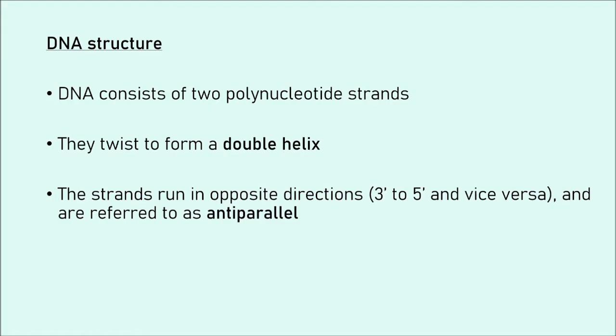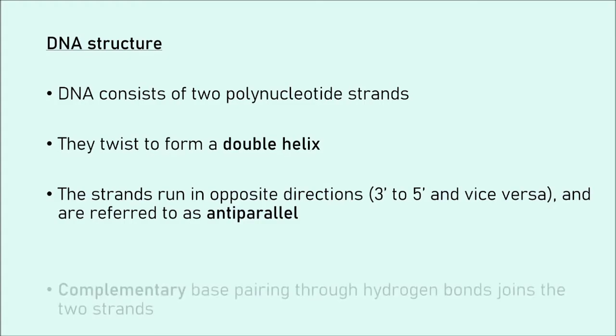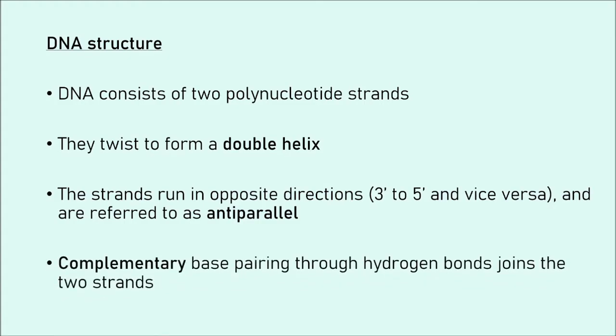Now the two strands, they are also joined together, and they're joined between the two bases. We saw those nitrogenous bases, yes, and they are joined together on opposite sides of the DNA molecule through something called complementary base pairing. The bases on one strand are joined to the bases on the other strand through hydrogen bonds. And how exactly this happens, let's take a look right now.